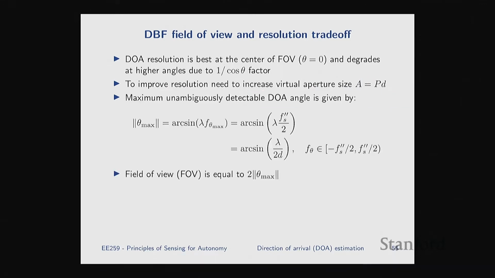What about the maximum unambiguously detectable DOA? That's basically the field of view. What is the maximum angle that you can detect? That, exactly like the case of range and Doppler processing, is determined by the maximum frequency that your FFT gives you, right? So the FFT, again, if the sampling rate is f double prime, remember that FFTs are periodic with a period of the sampling rate, right?